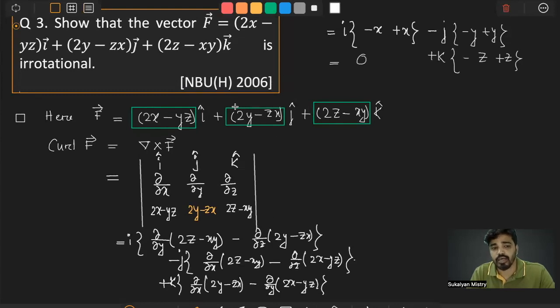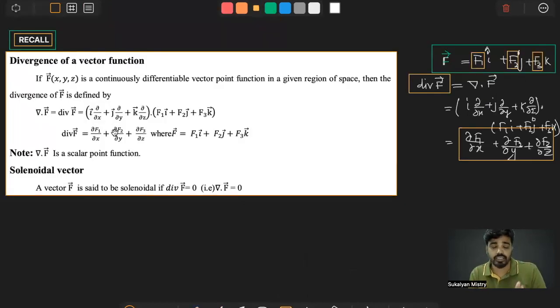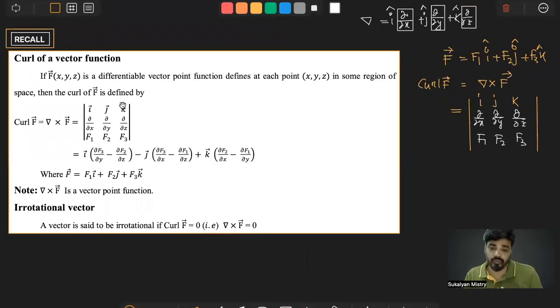So ultimately, what do we get? We see that curl f is equal to 0. Hence we conclude that the vector f is irrotational. Clear? I think up to this it is clear. Just recall the definition of solenoidal, the definition of divergence of a vector function, the definition of curl of a vector function, and the definition of irrotational vector function.